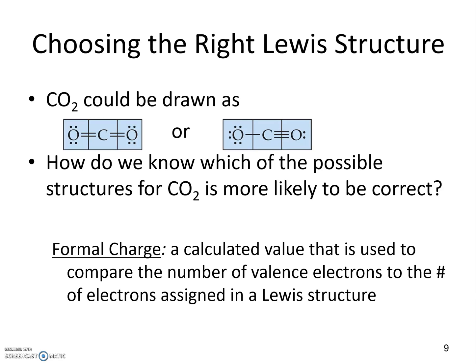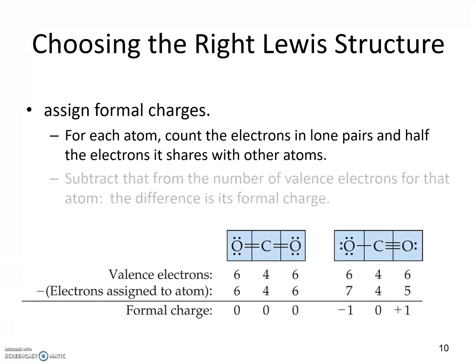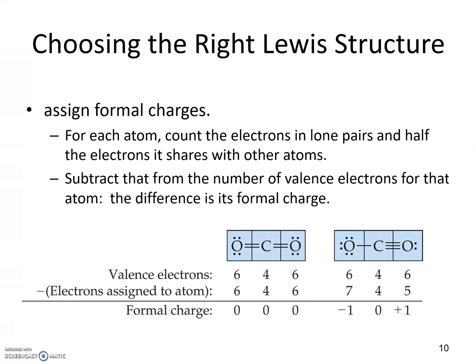Okay, and the tool that we're going to use is called formal charge, which is a way of calculating what the charge would be on an element in a molecule by comparing the number of valence electrons that it brought with it to the number of electrons that are assigned to it in the diagram. Okay, so there's an example of this over here, and I'll break down what happened here.